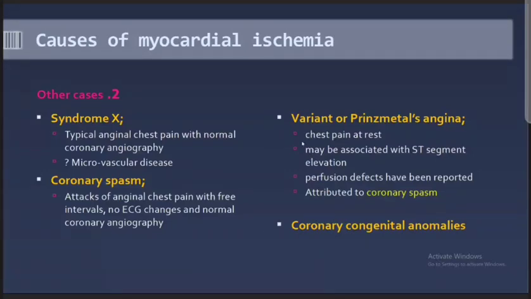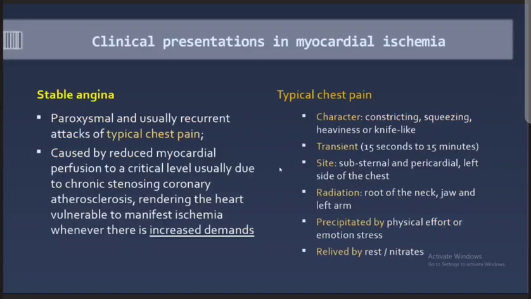Transmittal angina or variant angina, this is a chest pain at rest, maybe associated with ST segment elevation, and could present as a perfusion defect in the thallium study, and this could be attributed to prolonged coronary spasm, as in these cases there is no atherosclerotic changes in the coronary arteries. And finally, the coronary congenital anomalies also can produce myocardial ischemia in some cases, as we will see.